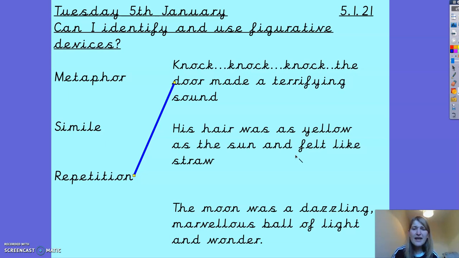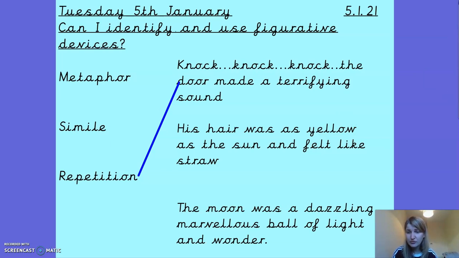The next one, we've got: his hair was as yellow as the sun and felt like straw. Which one do we think that is? I'm hoping you guys straight away went, that's a simile. The clues to it being a simile: we've got as, so as yellow as the sun, and felt like straw. Double bubble there for you. So that one was simile.